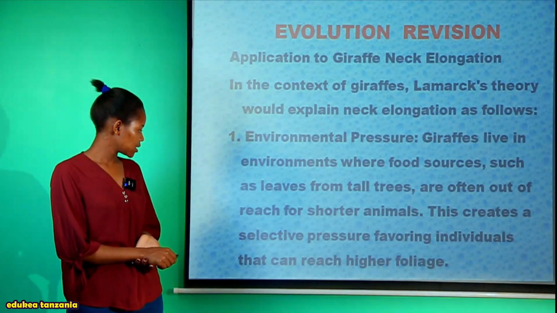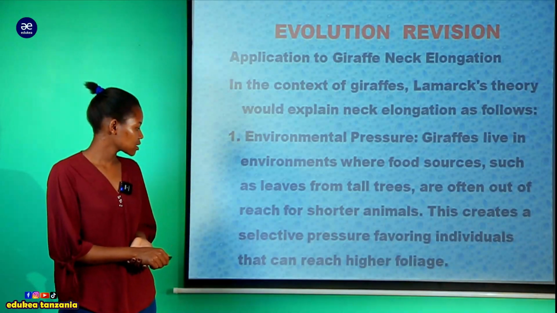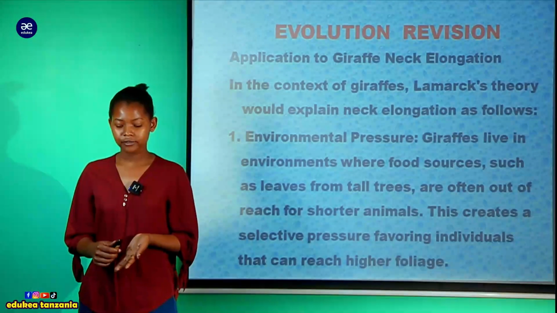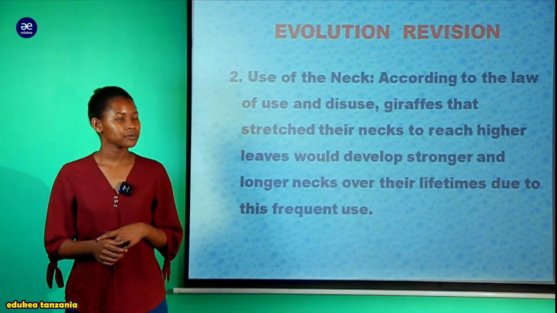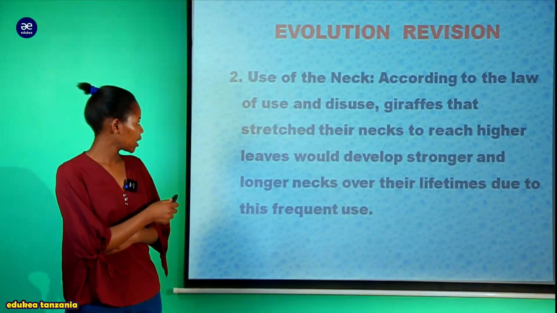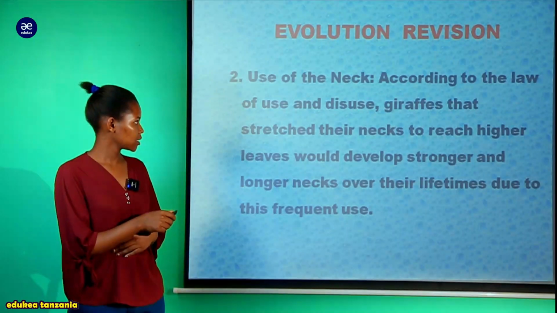This creates a selective pressure favoring individuals that can reach the higher foliage. That was the first point, environmental pressure. The second one is use of the neck.